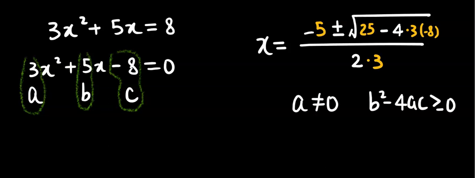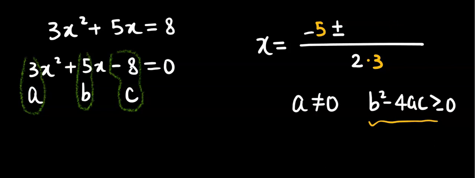Okay, if you want, go ahead and pause the video, and see what you have under the square root. What do you have for your b squared minus 4ac? For this, I have 121. After we take the square root of 121, that is 11.